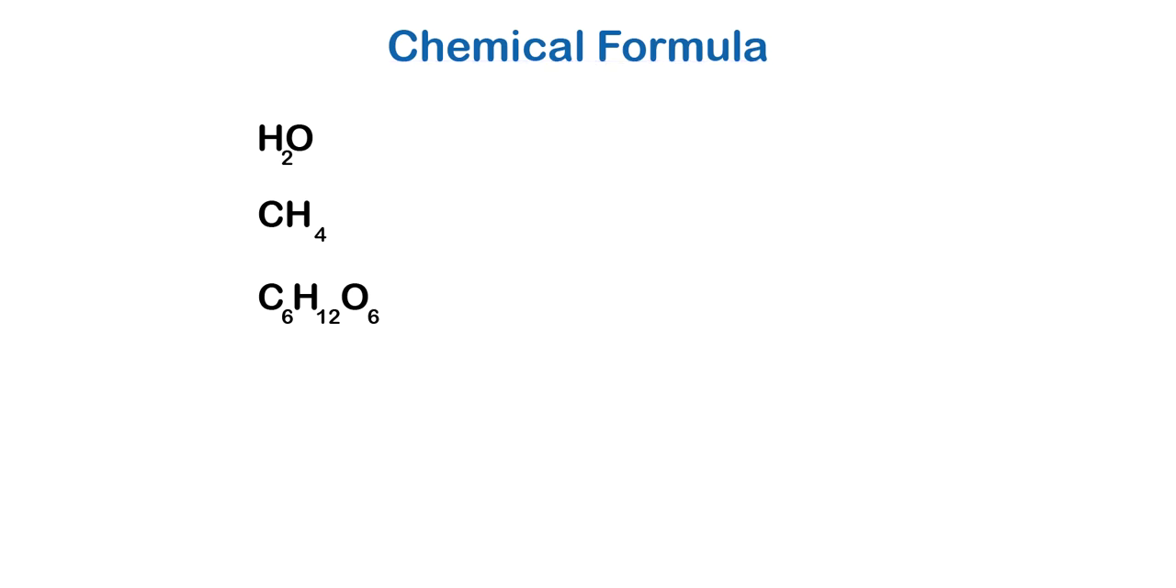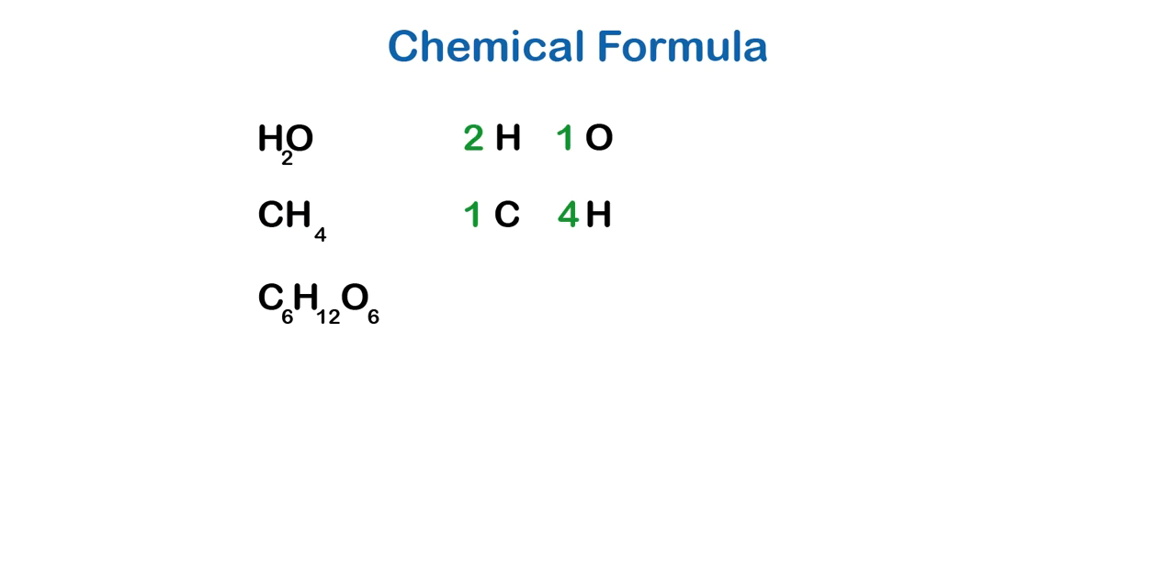So H2O, what does that mean? This number 2 here means we have two hydrogens. The lack of a number here doesn't mean 0, it means 1. We have one oxygen. So water, H2O, is made up of two hydrogens and one oxygen. How about methane, the next one? The lack of a number here before the carbon means one carbon, and the 4 after the H means four hydrogens. Pretty simple, right? So this one should be simple.